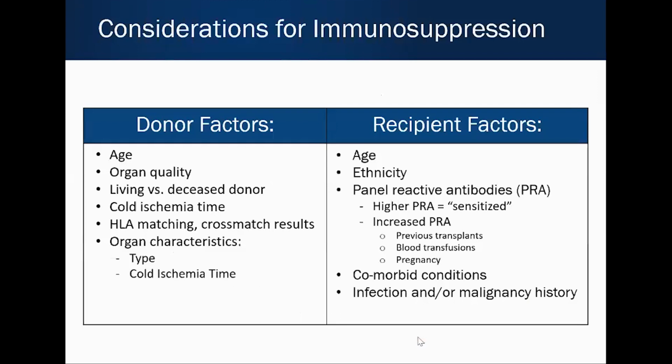So different factors that we look at: there are different donor factors that you may want to consider, the age of the donor, the organ quality. For obviously not heart transplant, but when we're looking at kidney transplant, living versus deceased donor, HLA matching. When we're looking at recipient factors, age, ethnicity, a patient's PRA, so those patients who are more highly sensitized with a higher PRA, we may take a different approach to their immunosuppression, comorbidities, and then any underlying infection and/or malignancy history will all impact what we do with immunosuppression.